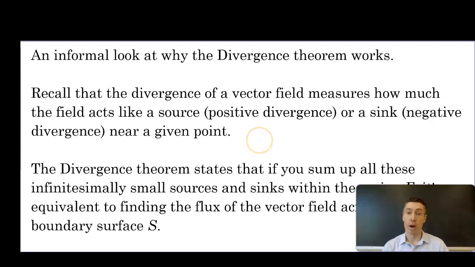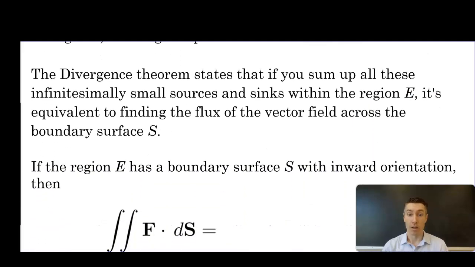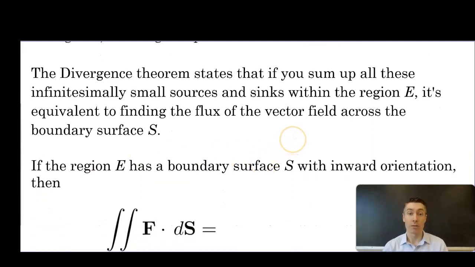So taking an informal look at why the divergence theorem works, if we recall that the divergence of a vector field measures how much the field acts like a source, positive divergence, or a sink, negative divergence, near a given point. So essentially, computing the divergence at every point tells us if it's creating field or taking away field. So then when we look at the divergence theorem, that states that if you sum up all these infinitesimally small sources and sinks within the region E, so all of the points inside of that solid region, so that's the interior points, but also the points on the surface of the region, because it includes all of those points, it's equivalent to finding the flux of the vector field across the boundary surface S, or the flow through that boundary surface.